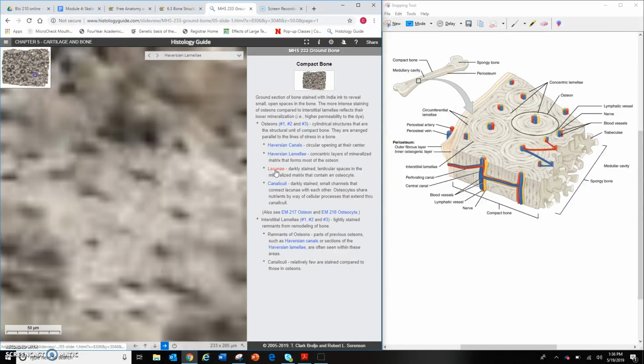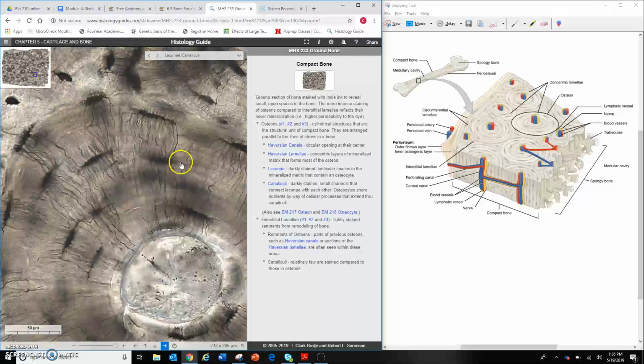If you click on lacunae, you can see these dark, oblong-shaped regions. These lacunae are where osteocytes reside. Osteocytes are the main cell type in bone tissue that direct activity within the bone.